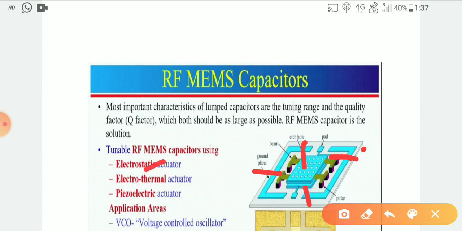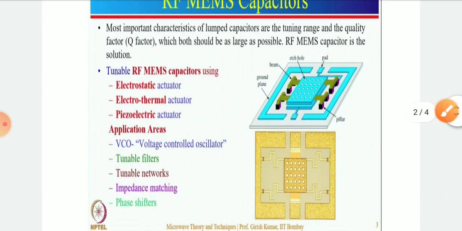It may be electrostatic, electrothermal, or piezoelectric actuators. In the first case, the gap is changed by electrostatic actuators by applying a bias voltage. This can only change the gap between the plates by one third, which corresponds to a 50% increase of capacitance. The electrostatic actuator based capacitor generally provides low power consumption.